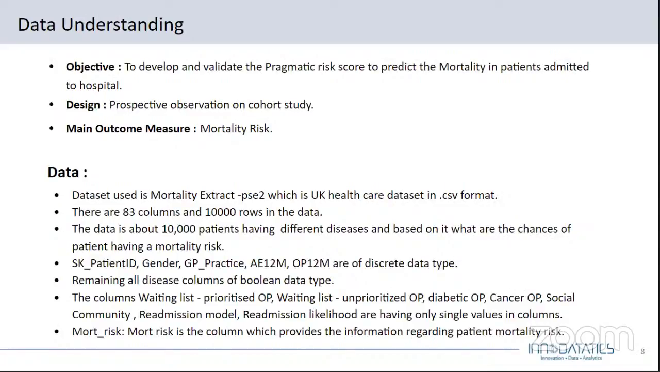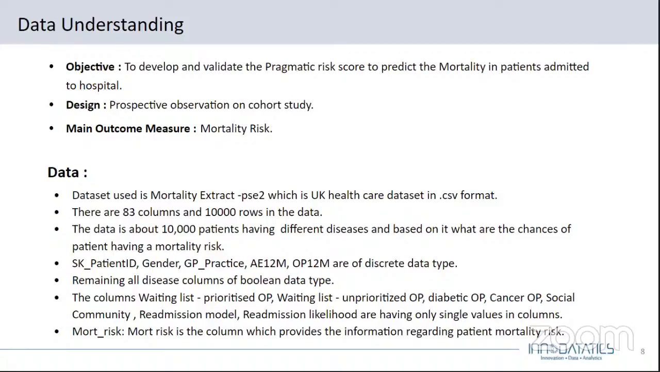Thank you, Ramya. My name is Anushya. Let's try to understand the data first. Here we are using the mortality extract PSC2 UK healthcare dataset. It is in .csv format. Here we have 83 columns and 10,000 records. These 10,000 records describe the patients, the different diseases they are affected by, and their mortality risk.